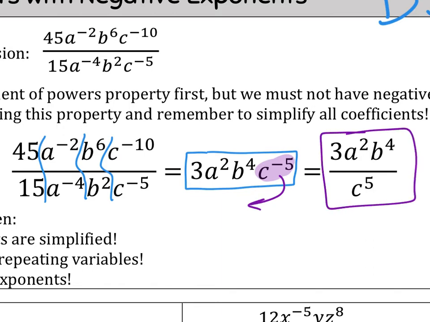So we're adding an extra step. At the end of your problems, you have to clean them up. That's what I like to call the negative exponent rule. Just clean it up. We get rid of negative exponents at the very end. So let's do this first example together.